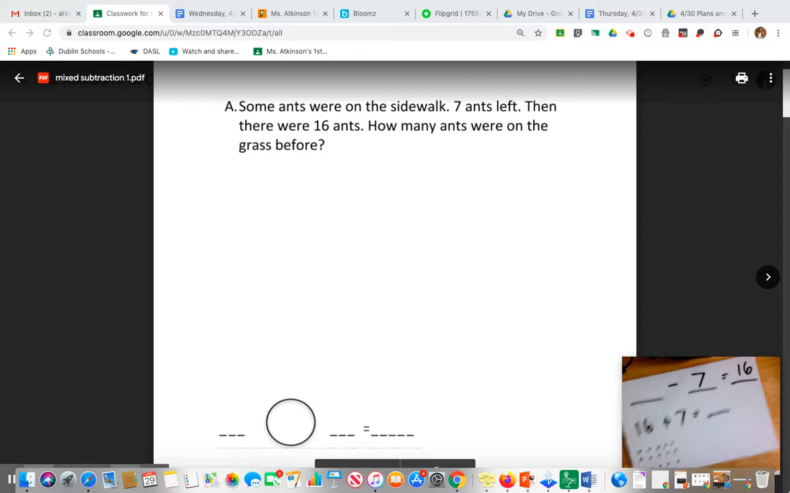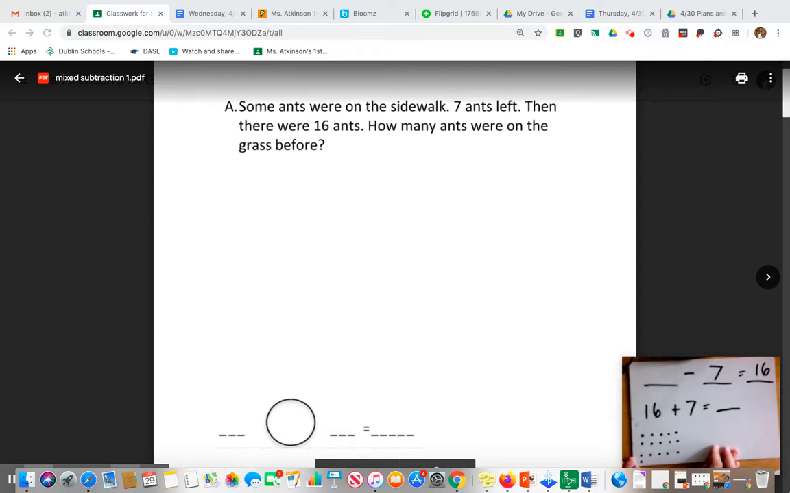So there's my 16 plus 7. So 1, 2, 3, 4, 5, 6, 7. And then I would add the dots together. So Miss Atkinson knows this is 10, 15, 16, 17, 18, 19, 20, 21, 22, 23. So 16 plus 7 is 23.